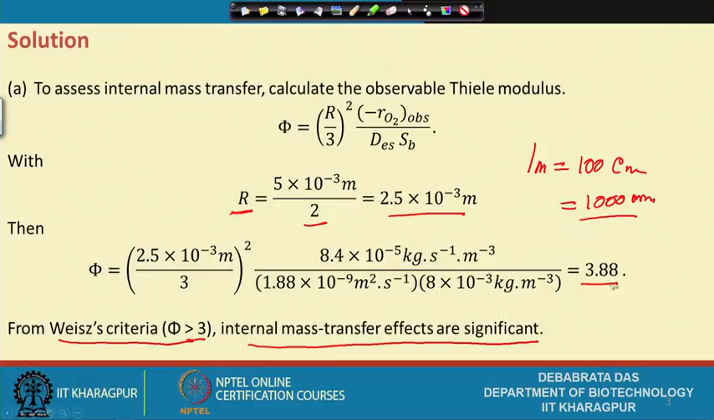So, that is exactly what we have written from Weisz criteria: if phi is greater than 3, the internal mass transfer effect is significant. So, this problem is very simple: whatever data is there, we just put in this equation and find out the Thiele modulus. From that we can speculate. If it is less than 3, then we may think a little bit differently. If it is less than 0.3, then the mass transfer problem will be less, and the reaction problem will be there. But since it is more than 3, it clearly indicates that the mass transfer limitation problem will be significant.